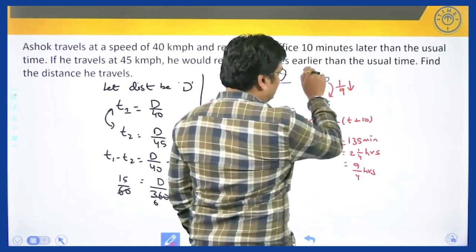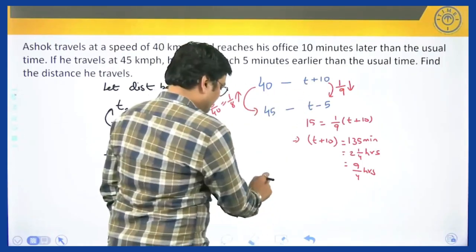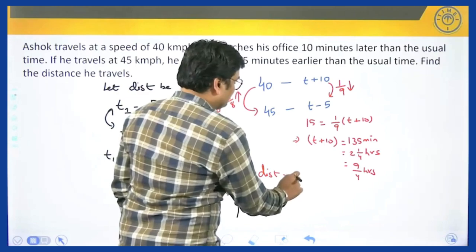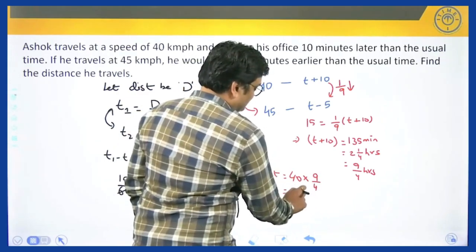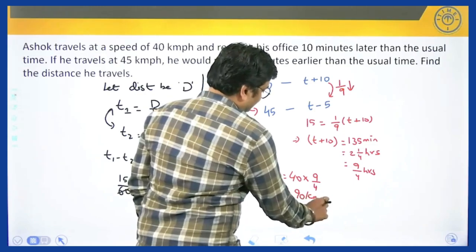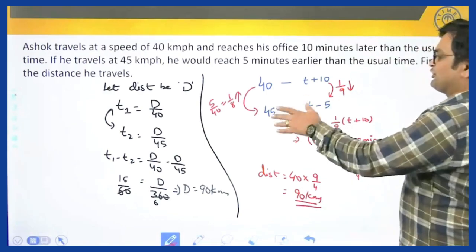So we know the time in this case, and you also know the speed in this case. Just multiply the two, you will get the distance. So distance will be nothing but 40 into 9 upon 4 kilometers, which is nothing but 90 kilometers. So these are the two ways in which you can go about solving it.